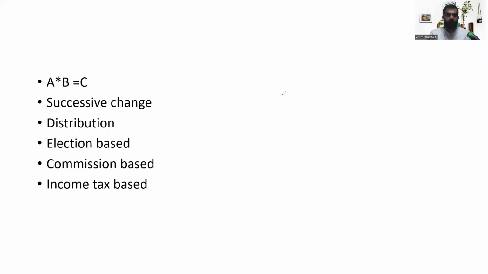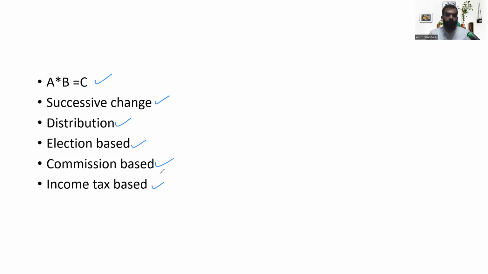So in today's class, we will discuss the sixth concept of the percentage topic that is in front of you. You can see number one is the A into B equal to C concept. Number two is successive change. Number three will be distribution. Number four is election based, then commission based, and then income tax based questions we will discuss today.